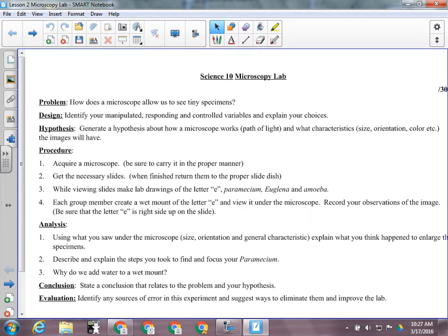Okay, we want to make a wet mount of the letter E. So there's some newspaper and some scissors up at the front table. Cut out 1 lowercase letter E from an article, not from a headline. Put it on the slide, add water, put the cover slip on like I showed you yesterday. Okay, look at that underneath the microscope. Take a picture of it with your phone.